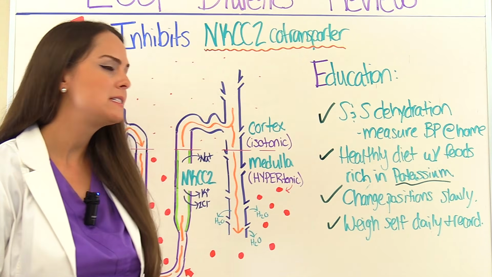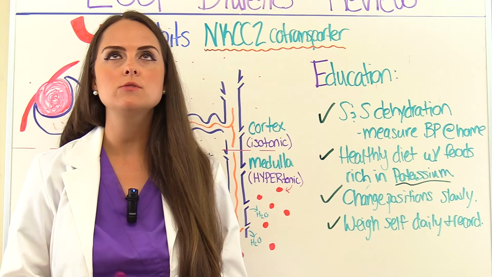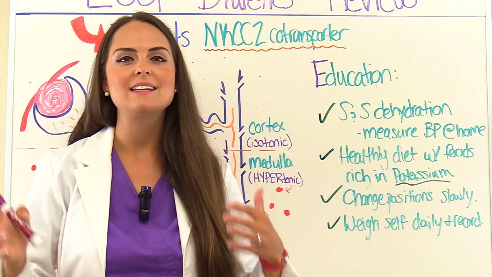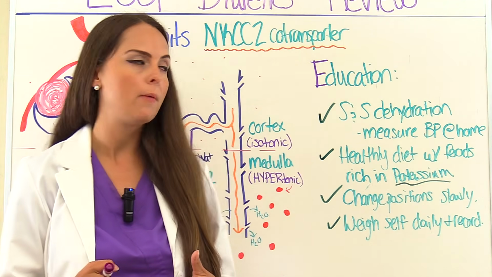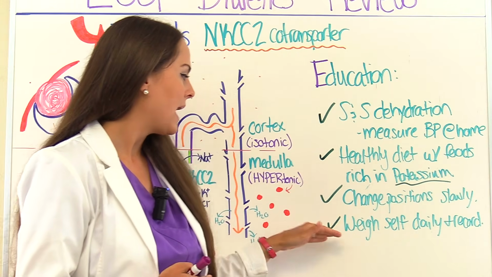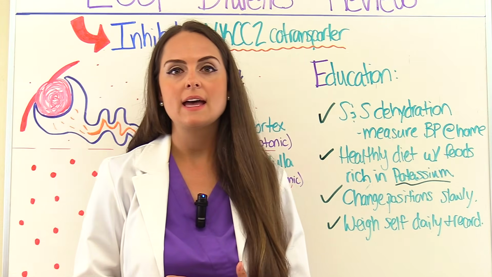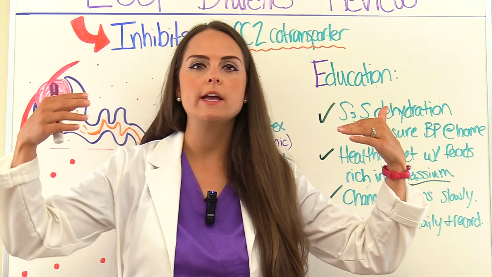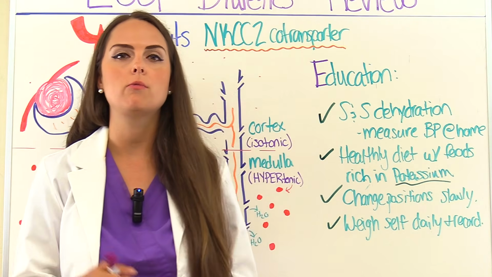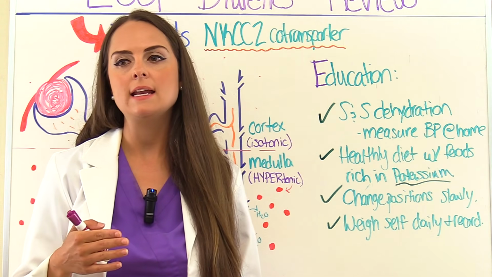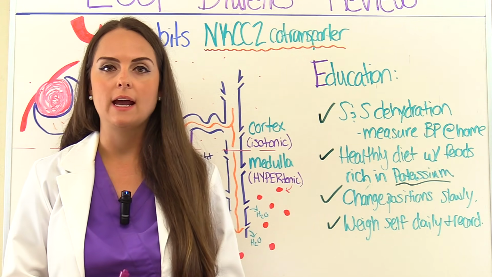And they want to change positions slowly when they're getting up from a sitting or lying down position because we're changing the fluid volume status in the patient. They can have orthostatic hypotension and we don't want them to get up and fall. So encourage that and to weigh themselves daily and to record it. Because as a nurse, that's part of one of our nursing interventions, we are weighing them. We want to see their fluid status. So they need to do that as well and to monitor their weights and make sure that they're not gaining more than 3 pounds per day, because that could be a sign that they're retaining fluid.